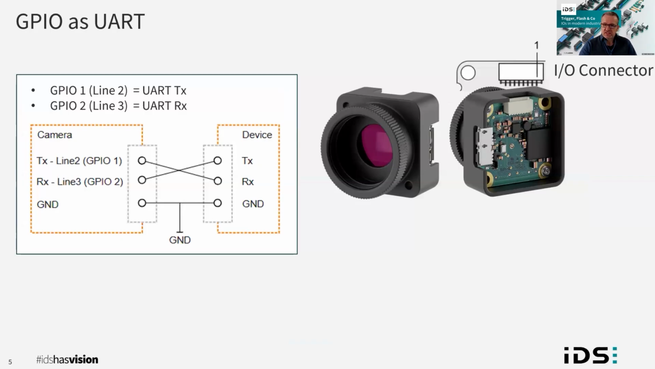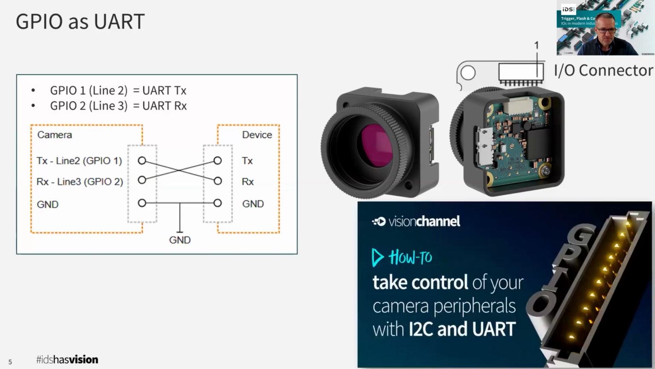For camera series that do not have additional I2C connectors, such as our cost-optimized X-series cameras, the GPIO pins can also be configured as a UART interface via software and then used to communicate with other devices. There is also a recent how-to video on our Vision channel if you want to have a look at this.